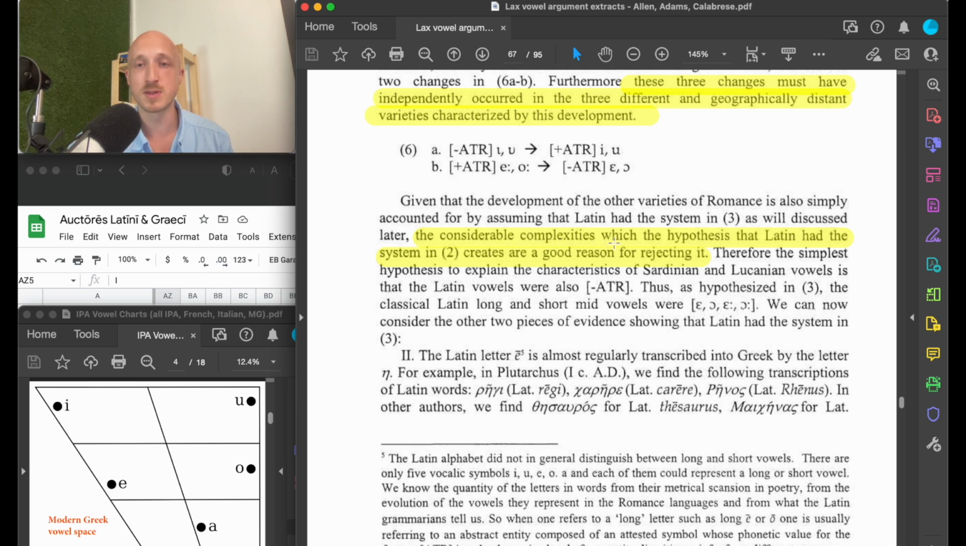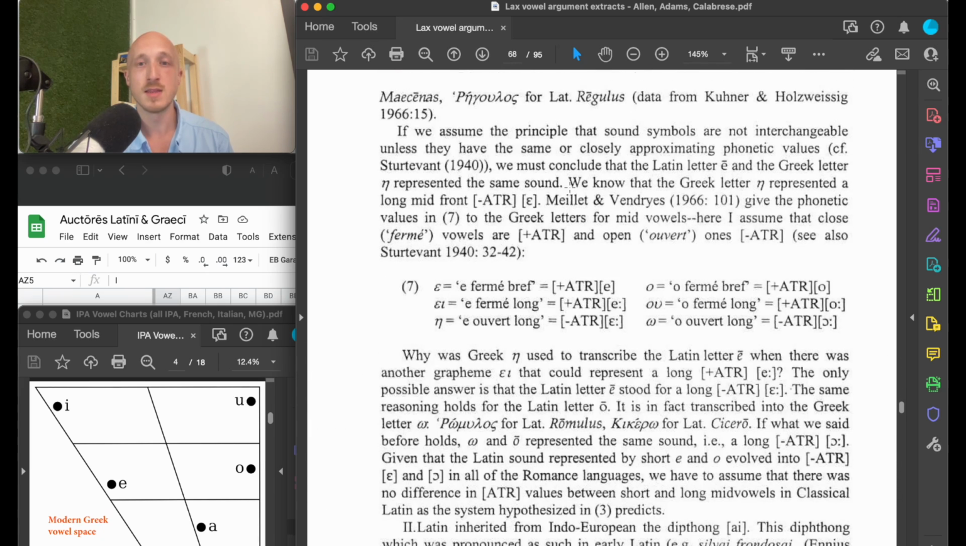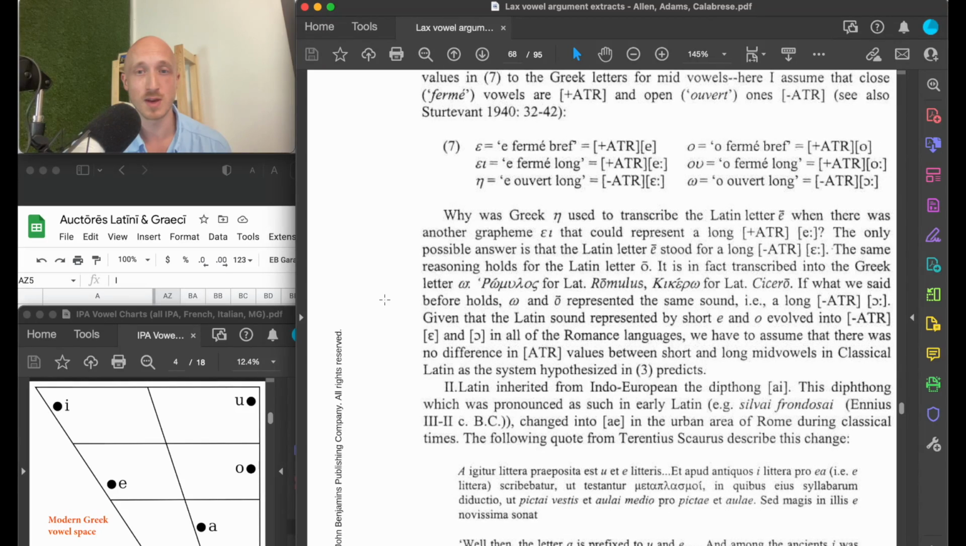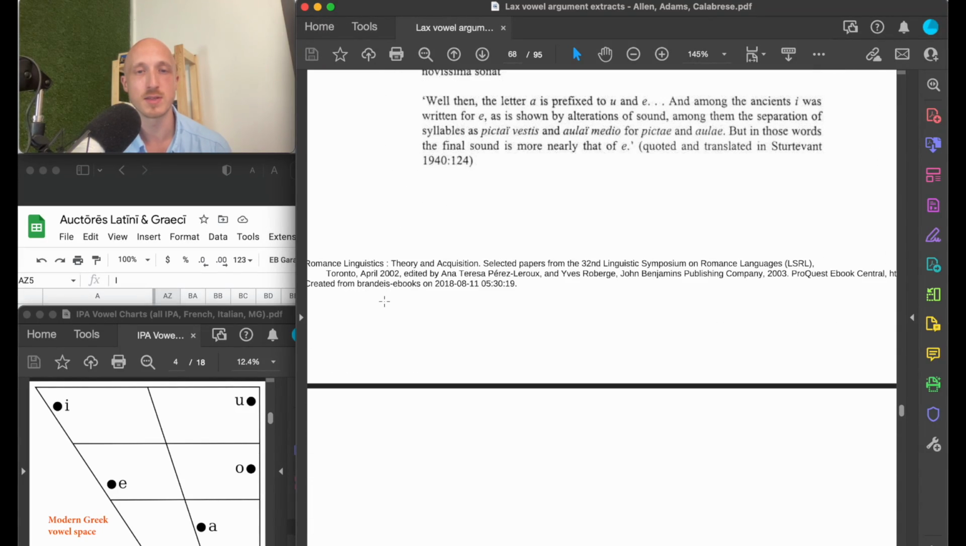The considerable complexities which the hypothesis that Latin had the system of Allen creates a good reason for rejecting it. Absolutely. In this section, he talks about the vowel system, but he's using the Attic system, which is valid in some respects, maybe into the late Republic, but definitely not sufficiently, in my opinion, to fully justify this as a piece of evidence. We don't really need it.